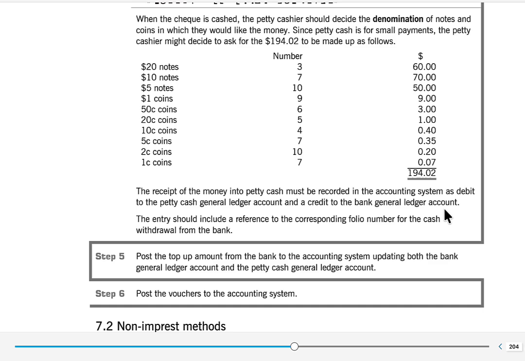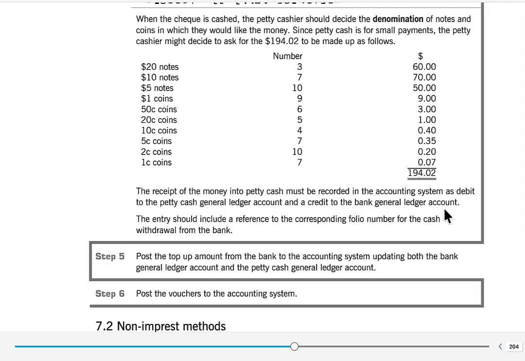Now we total those quickly to confirm. $60 plus $70 equals $130. $130 plus $50 equals $180. Plus $9 equals $189. Plus $3 equals $192. Plus $1 equals $193. Plus 40 cents equals $193.40. Plus 35 cents equals $193.75. Plus 20 cents equals $193.95. Plus 7 cents equals $194.02.